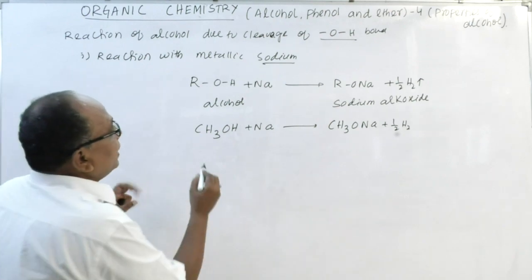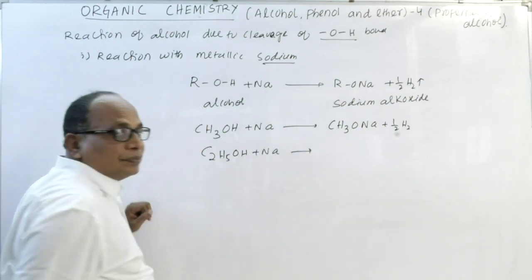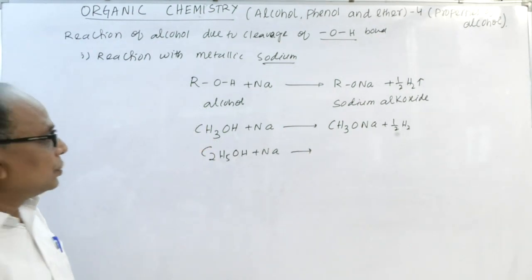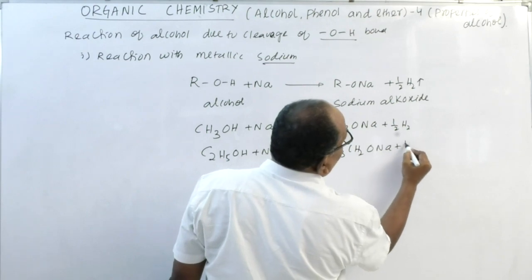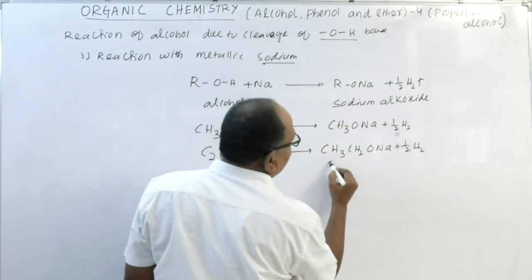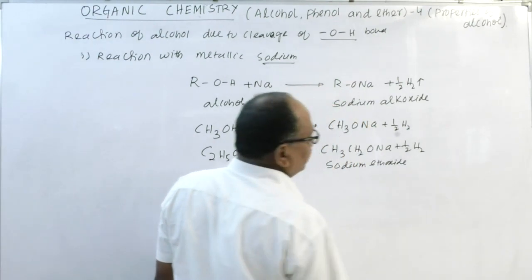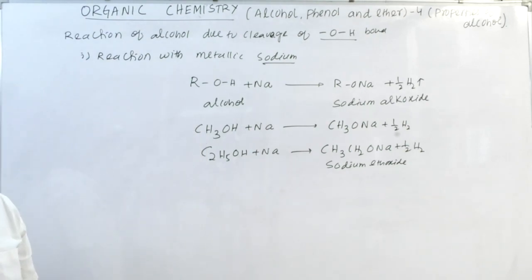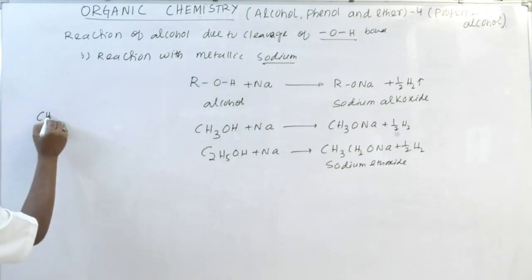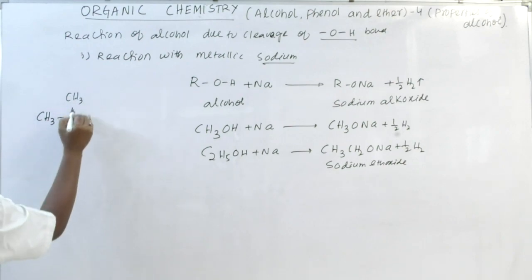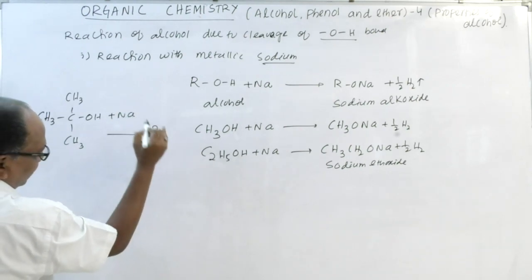Okay, if you take ethyl alcohol plus sodium, it gives CH3CH2ONa plus half hydrogen. This is called sodium ethoxide. If you take a tertiary alcohol, suppose this is tertiary butyl alcohol, that reacts with sodium, what does it give?